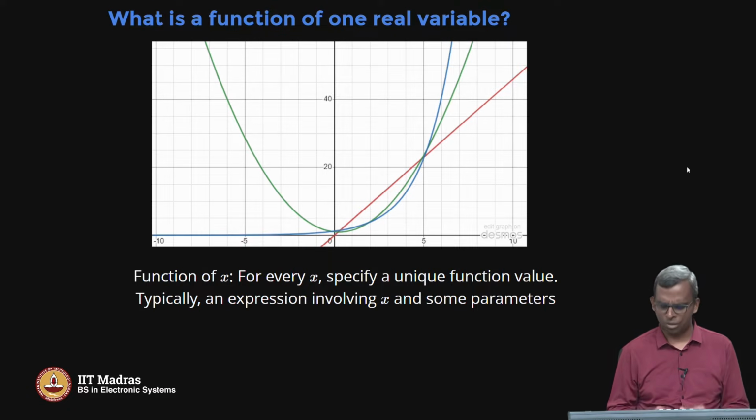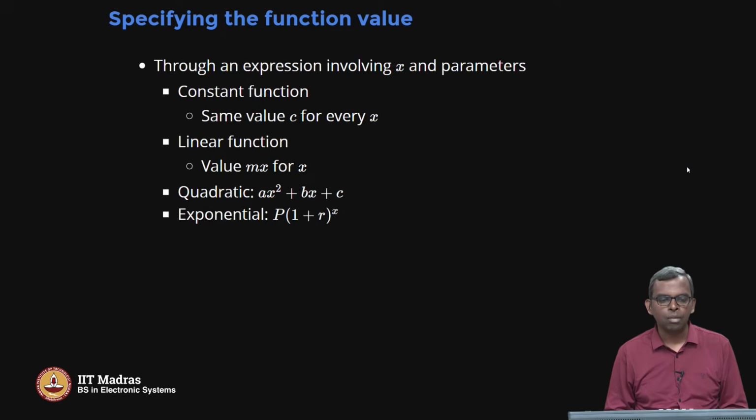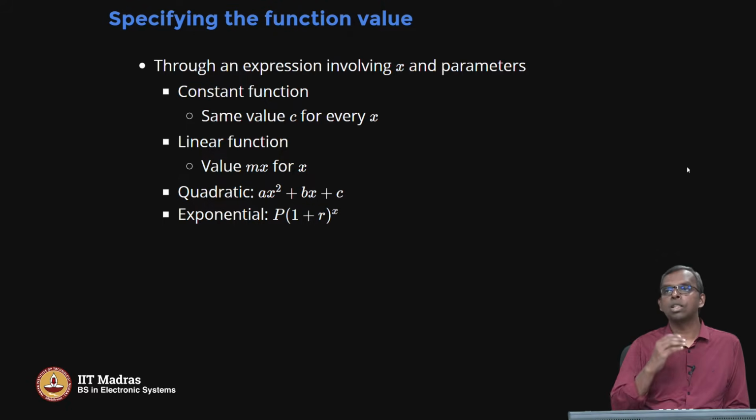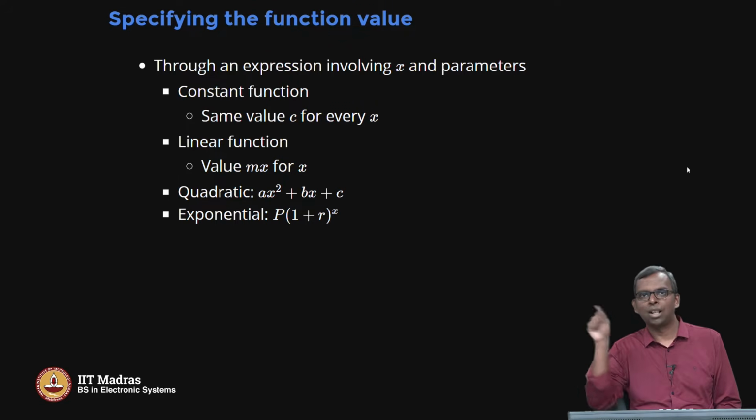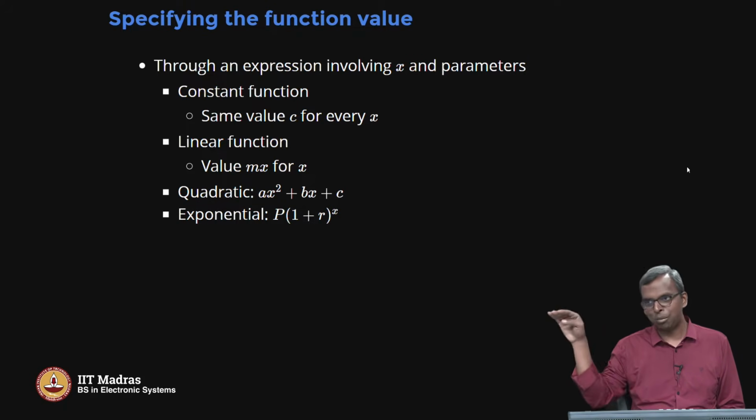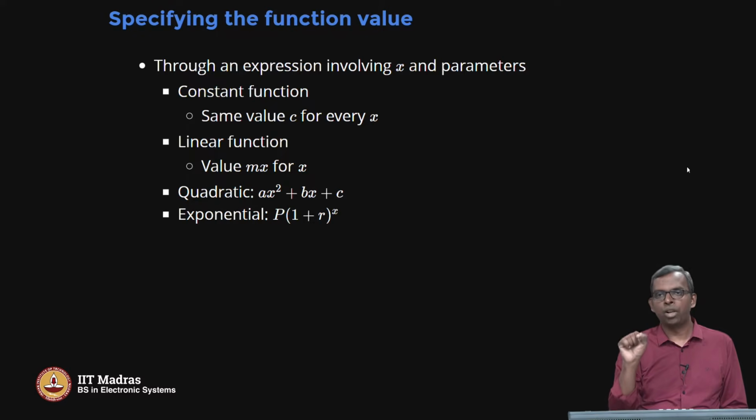Okay, easy enough. So let's see some examples. How do you specify the function value, right? Usually the function value is specified through an expression involving x and some parameters. So starting with, interestingly, you can have something called a constant function. For every value of x, my function takes a constant value c. So how will the graph look? It will be one straight line, right? At the value c, it will be one flat line. Straight line means a flat line parallel to the x-axis, right? So for every value of x, you get the same value c. That could be a constant function.